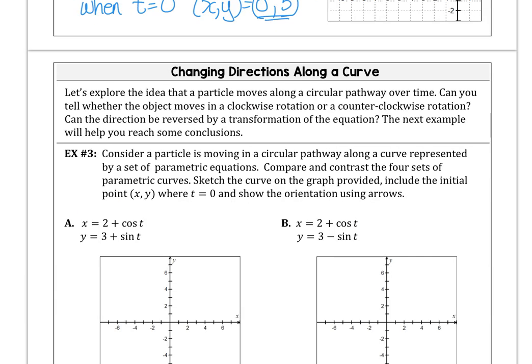Next, let's explore how we can get the particle to move in a circular pathway. Can you tell whether the object moves in a clockwise rotation or a counterclockwise rotation? Can the direction be reversed by a transformation of the equation? And then the next example will help us reach some of those conclusions. So in this first one, x is 2 plus cosine t, and y is 3 plus sine t. What do we know about that?